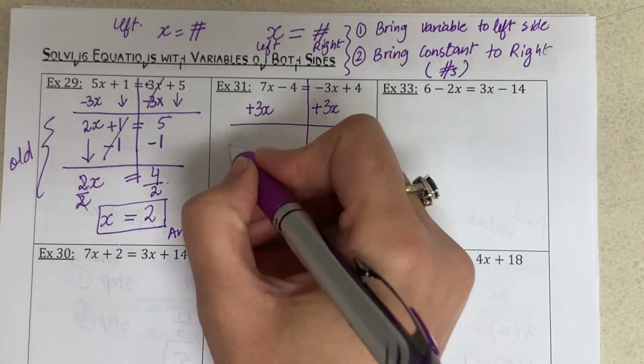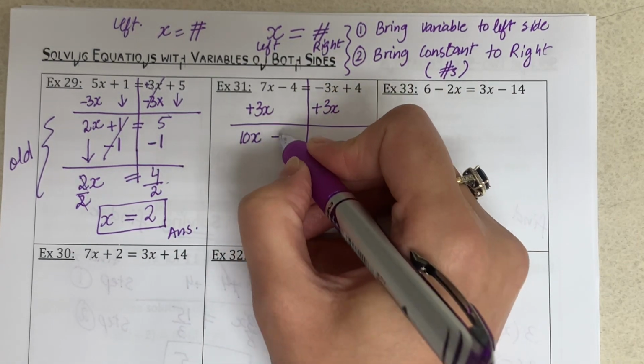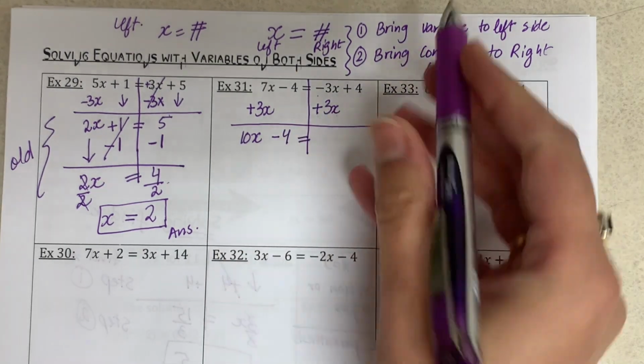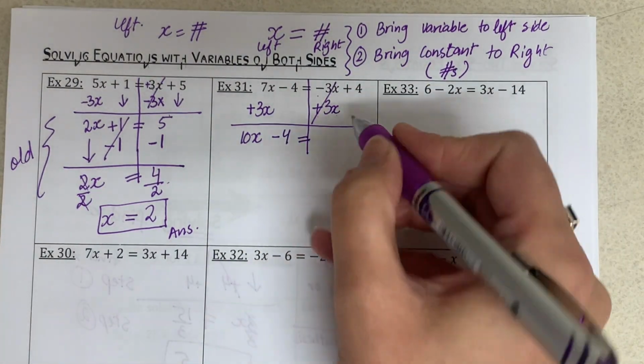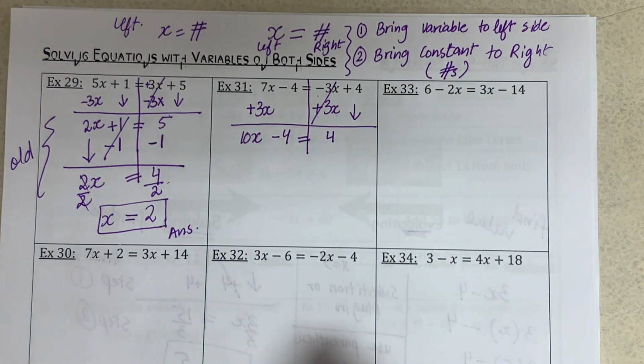7x plus 3x is 10x. There's nothing under negative 4, so bring it down. Equal sign. Negative 3x plus 3x is a 0. Cross it out. And 4, bring it down just like that.